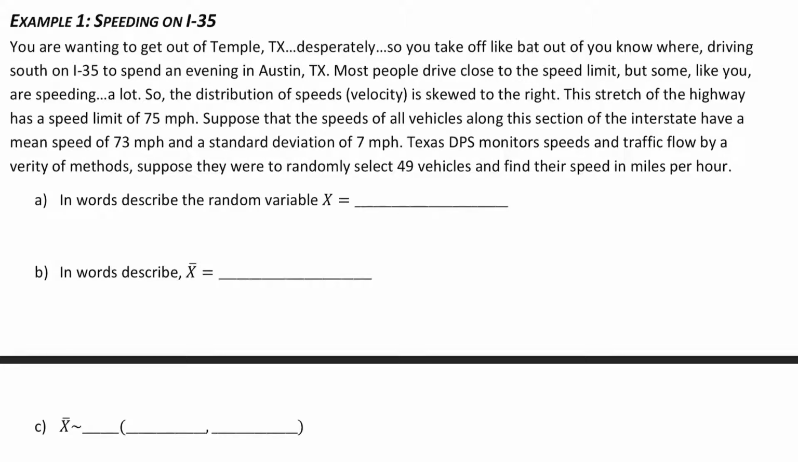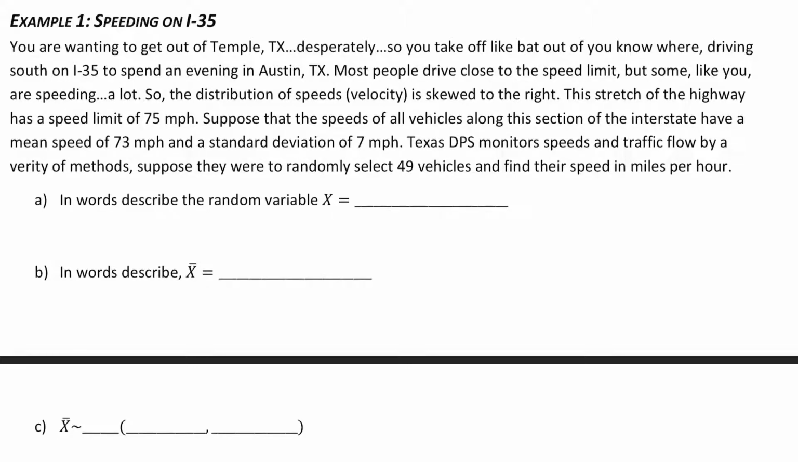Suppose that the speeds of all vehicles along this section of the interstate have a mean speed of 73 miles per hour and a standard deviation of 7 miles per hour. Texas DPS monitors speeds and traffic flow by a variety of methods. Suppose they were to randomly select 49 vehicles and find their speed in miles per hour.